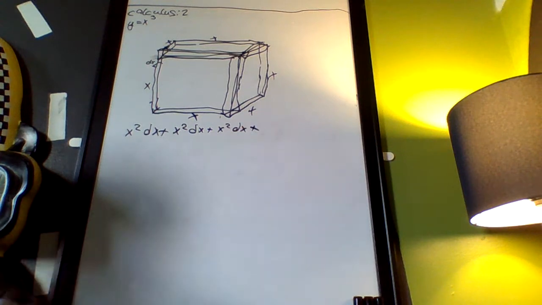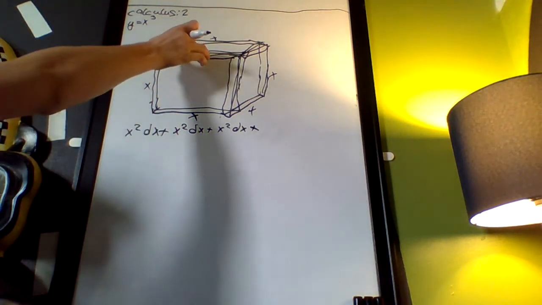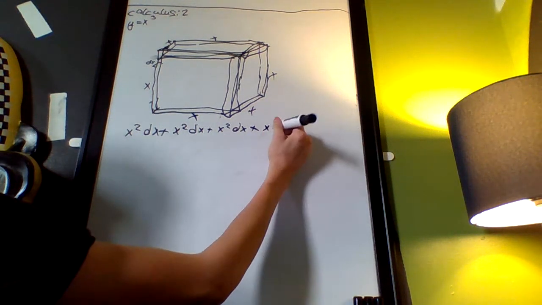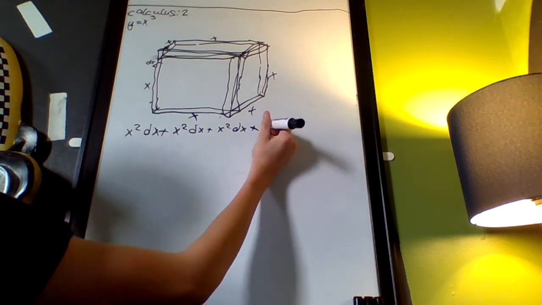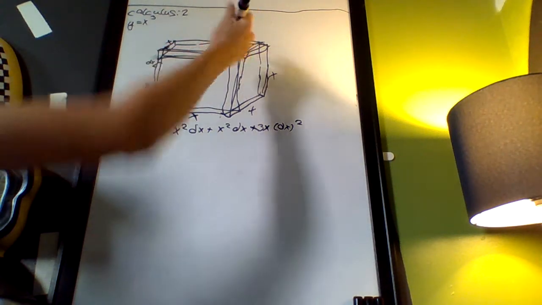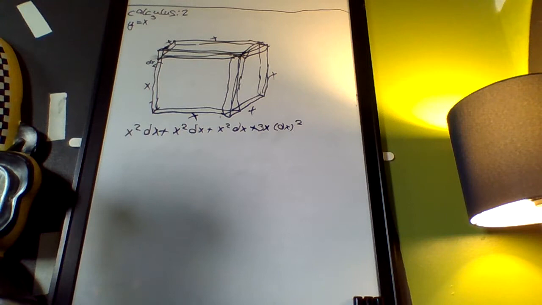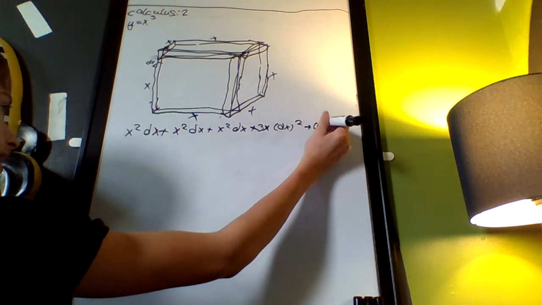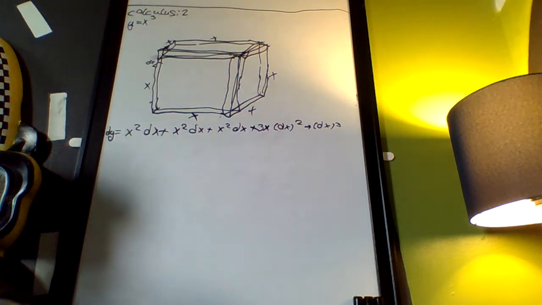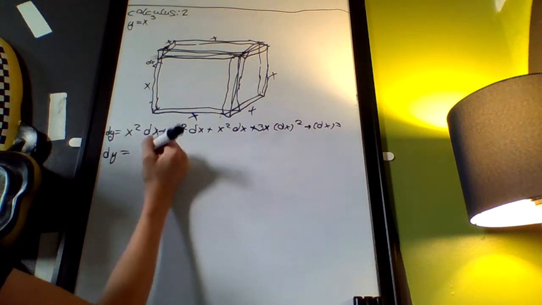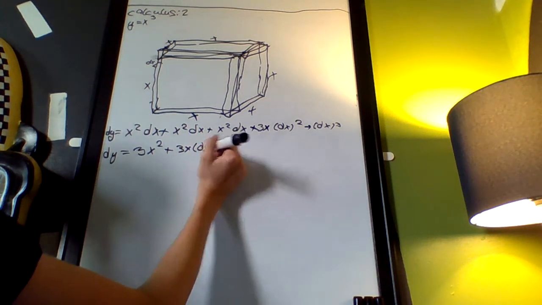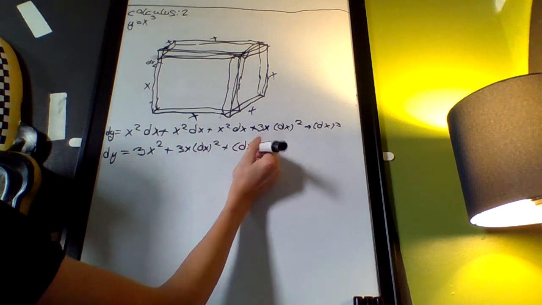Okay. Then next, we have a little box right here. That's dx by dx by x, so we're going to have x dx squared. And there's also 3 of those, so I'll just multiply it by 3. And then there's this little cube that you can barely see in my drawing, but it's there. And it has a volume of dx cubed. And this right here is our change in y. So our change in y is going to be 3x squared dx plus 3x dx squared plus dx cubed.